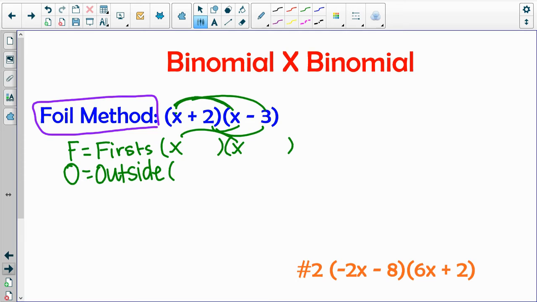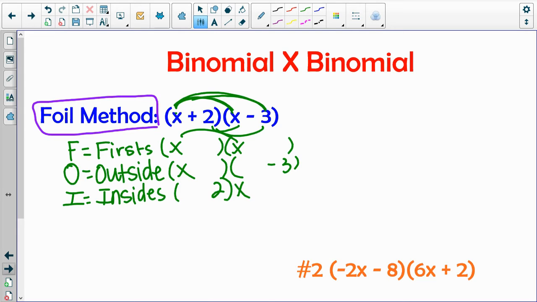So I'm taking my x to the x and then my x to the negative 3. So the ones on the outside of your problem. The outside two. The x and the negative 3. Okay, then the I, what do you suppose it means? The insides. Yes, that means the two on the inside of your problem.